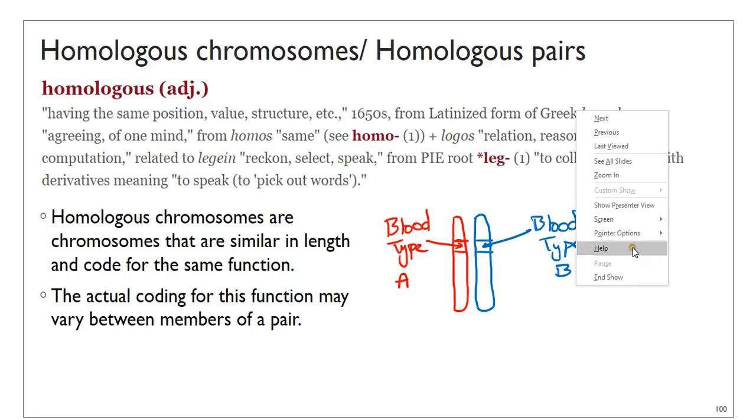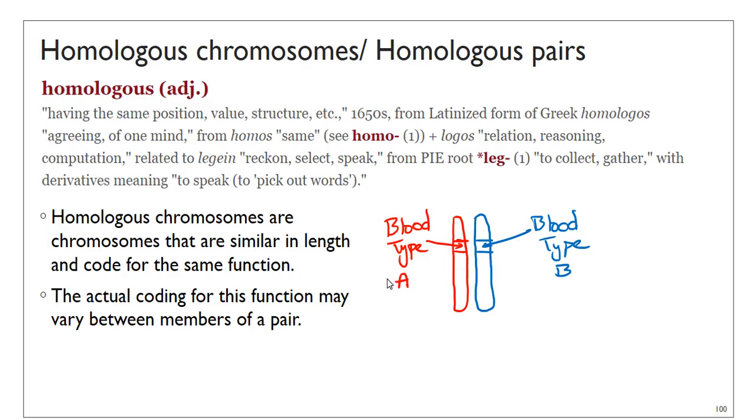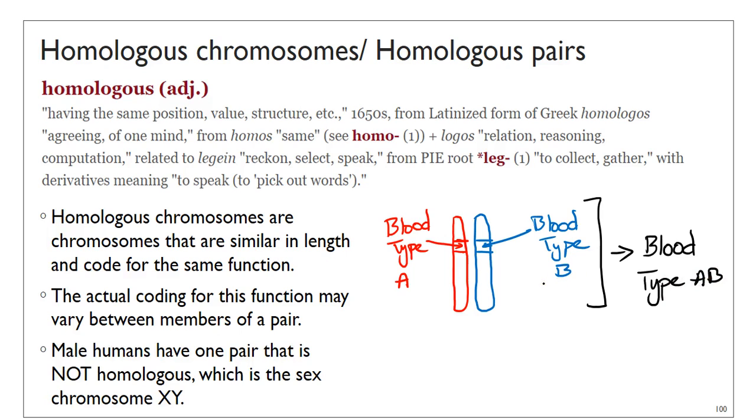But I think you can guess now that if you combine these, your mom gives an instruction which is blood type A, your dad says blood type B, and the blood type that you're going to get is AB because you need to take both instructions into account. We're going to talk about this in a lot more detail next week, but this is just an example of homologous pairs. They code for the same thing, but the actual coding doesn't have to be the same. So you're going to have blood type AB. Obviously, if this is O, then your blood type is A, but we'll talk about that next week.